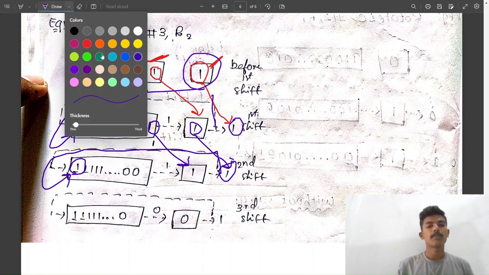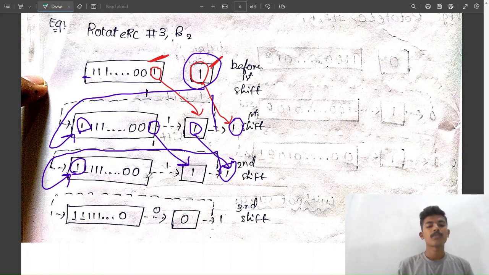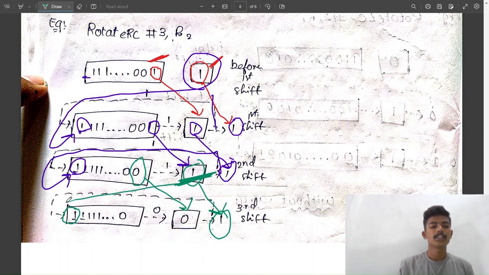Now let us perform the rotate right operation. Here this one is eliminated, and this 0 is transferred towards the carry. As we have shifted this data towards the right side, a vacancy is created, and this vacancy is filled by the previous carry. Here the previous carry is 1. So this one fills the vacant position.